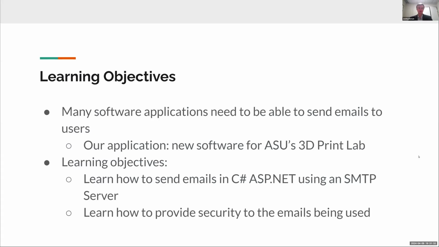And so you might ask, why email functionality for C# applications? Well, many software applications need to be able to send emails either to their clients or back to their own system. In particular, our application that we're working on for our Capstone is new software for ASU's 3D print lab. Something that has to happen a lot is we have to update the students who are printing things at ASU's print lab about the status of their print.